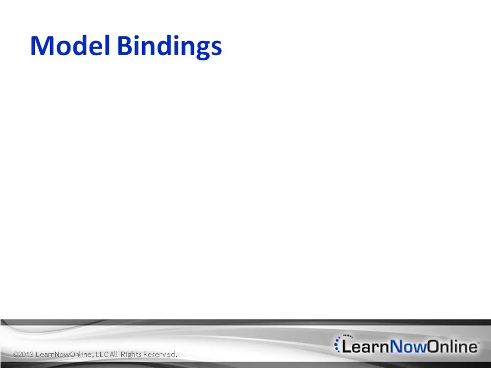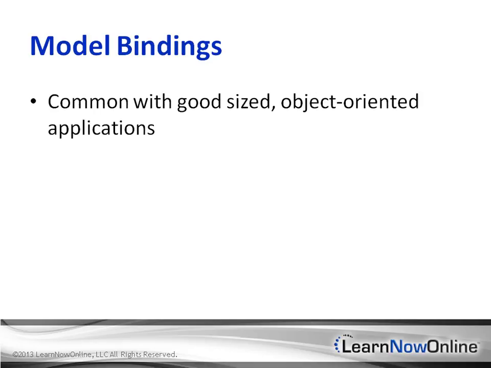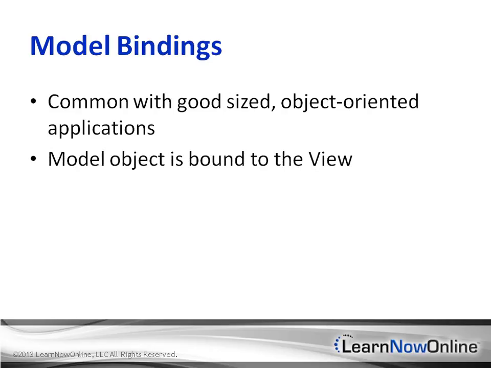Another way that action methods can get data to them is through model bindings. In fact, I would say that this is probably the most common when you have good-sized object-oriented applications. You know, for a very, very small MVC application, you might not have too many model bindings, but the vast majority of MVC applications you put together is probably going to use model bindings to pass data around and fire correct actions.